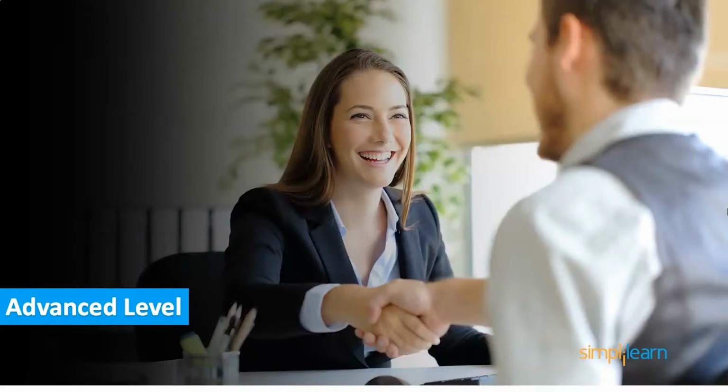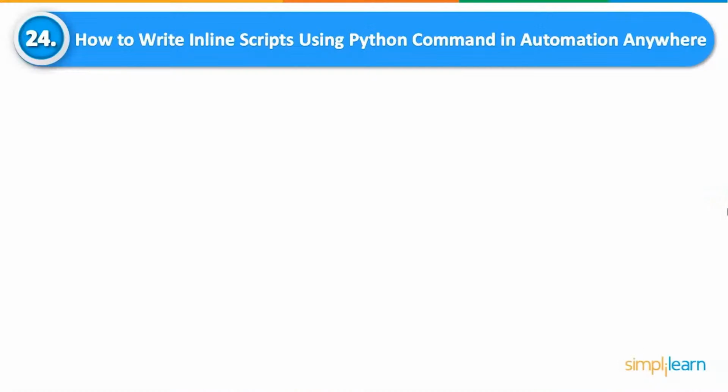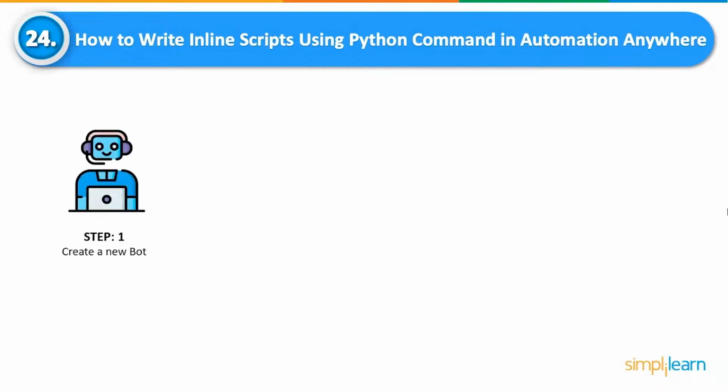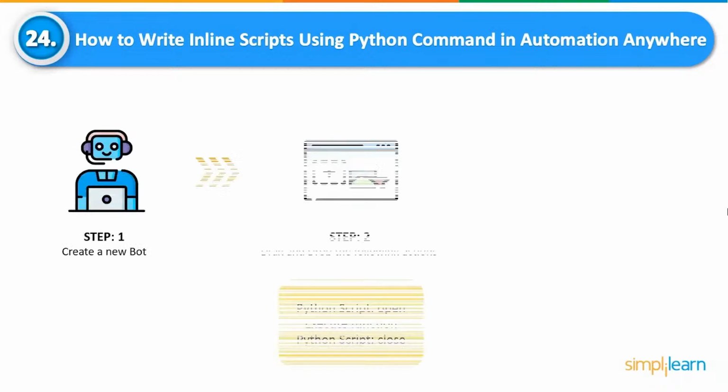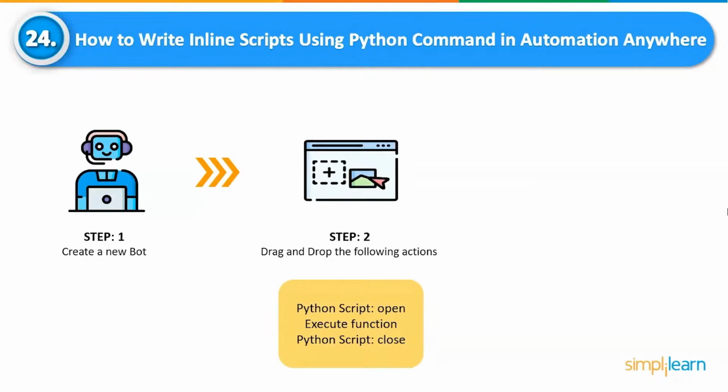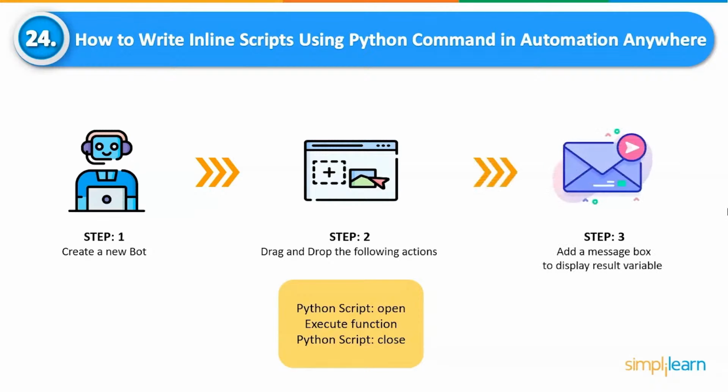Now let us look at some of the advanced level Automation Anywhere interview questions. How to write inline scripts using Python command in Automation Anywhere? Step 1. Create a new bot. And step 2. Drag and drop the following actions: Python script open, execute function, and Python script close. Finally, add a message box to display the result variable.